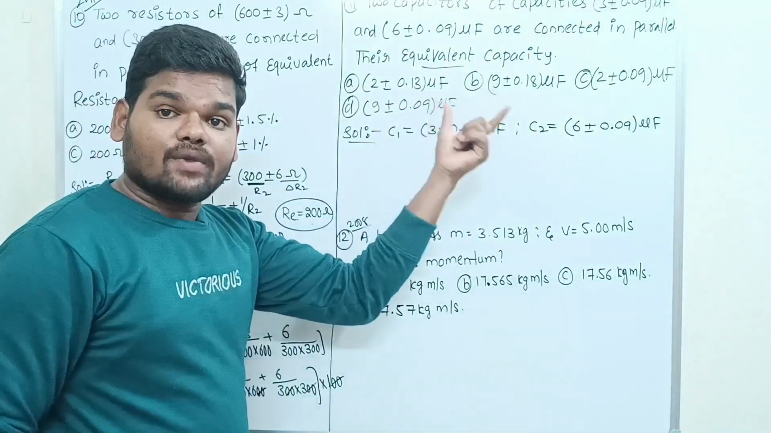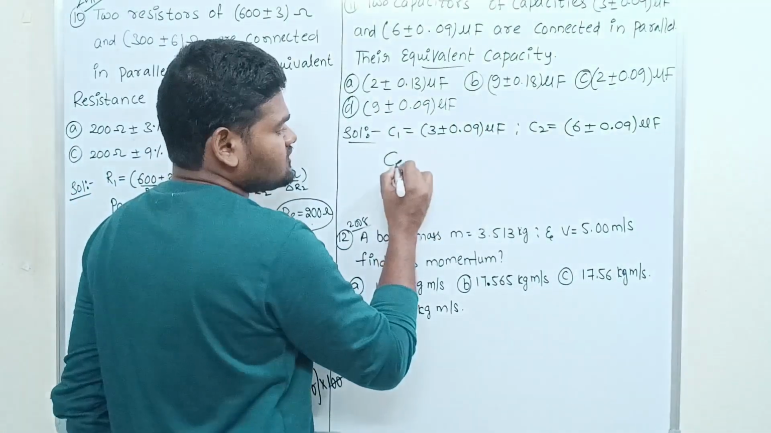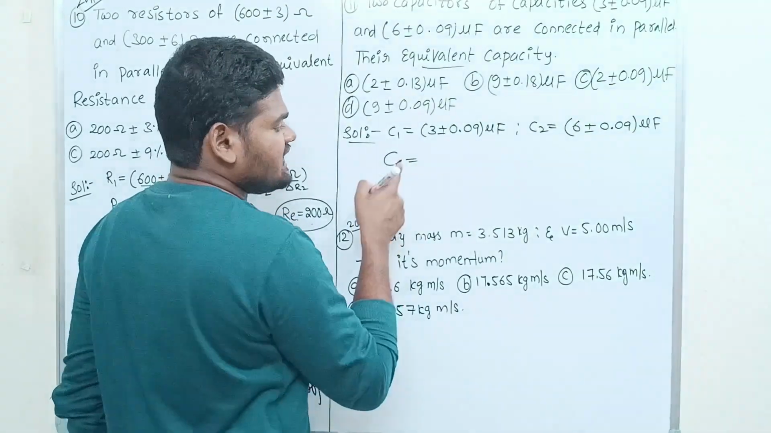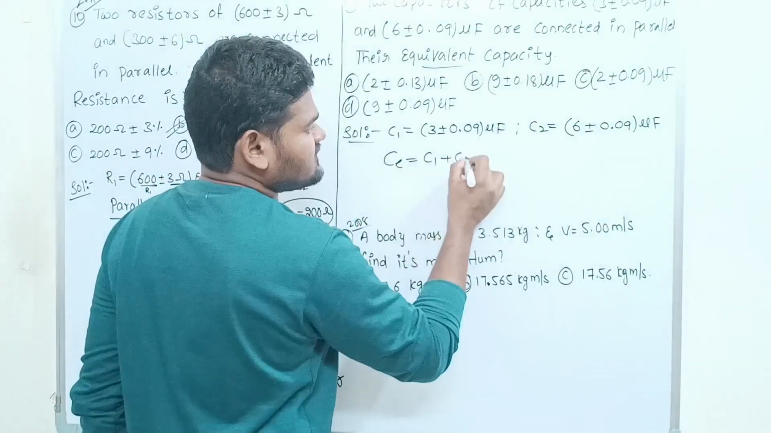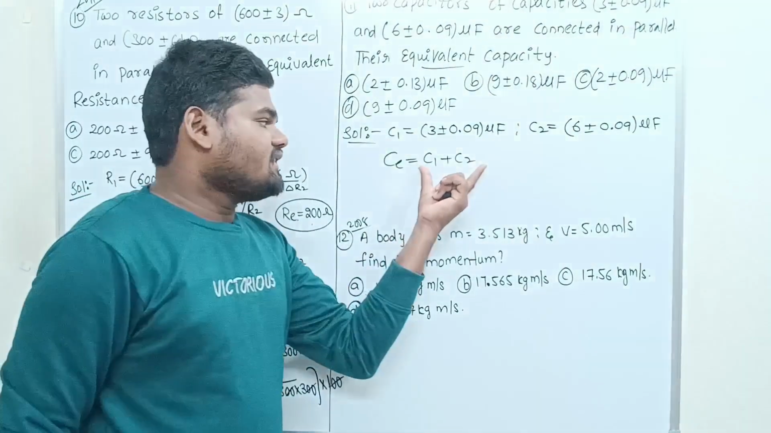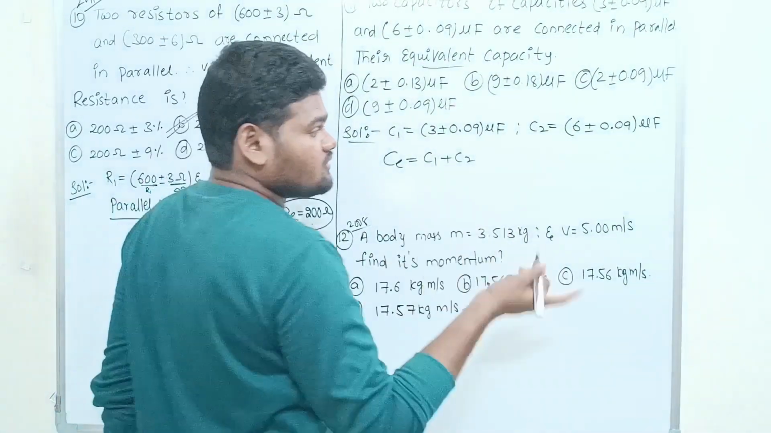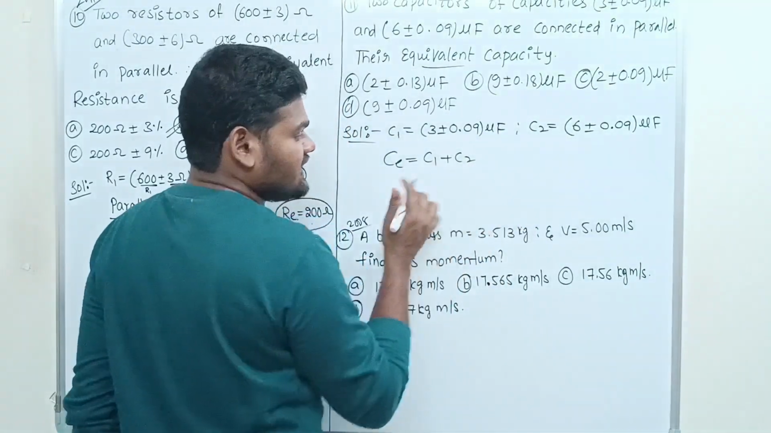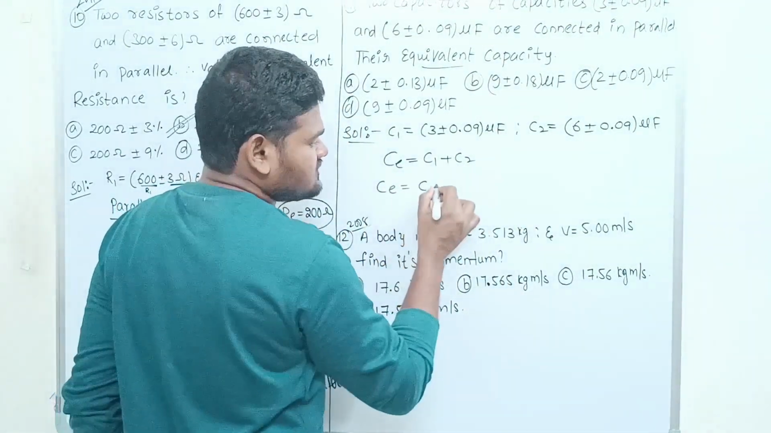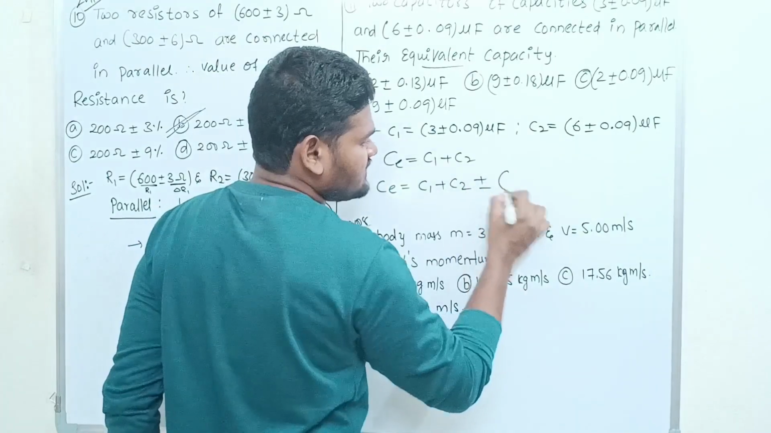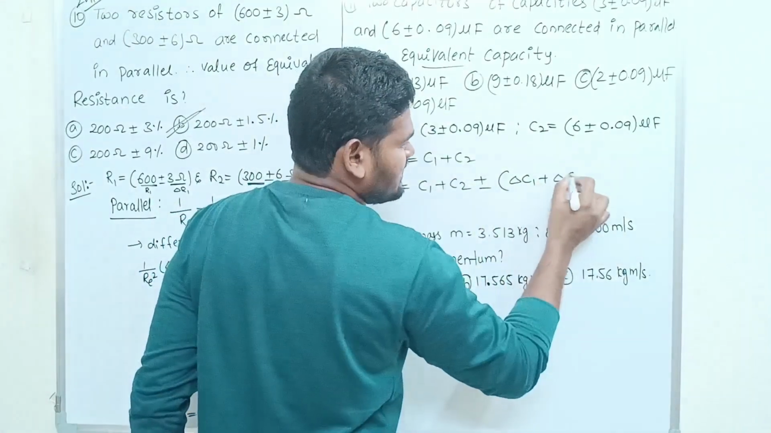In case of capacitors, if they are connected in parallel, the effective or equivalent capacitance is equal to C1 plus C2. Here we are adding two physical quantities. So what is the maximum possible error in case of addition? CE is equal to C1 plus C2 plus or minus delta C1 plus delta C2.